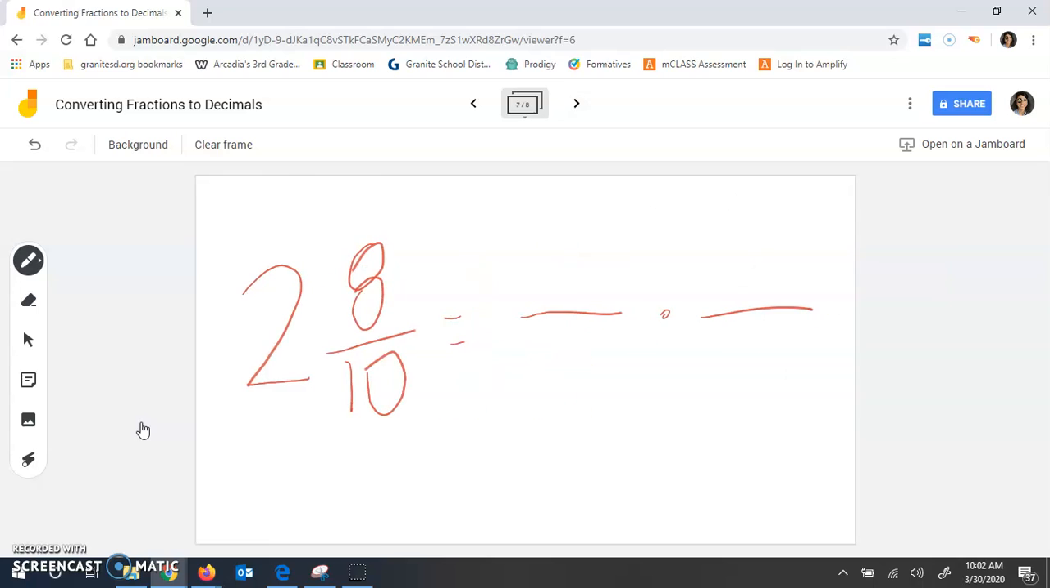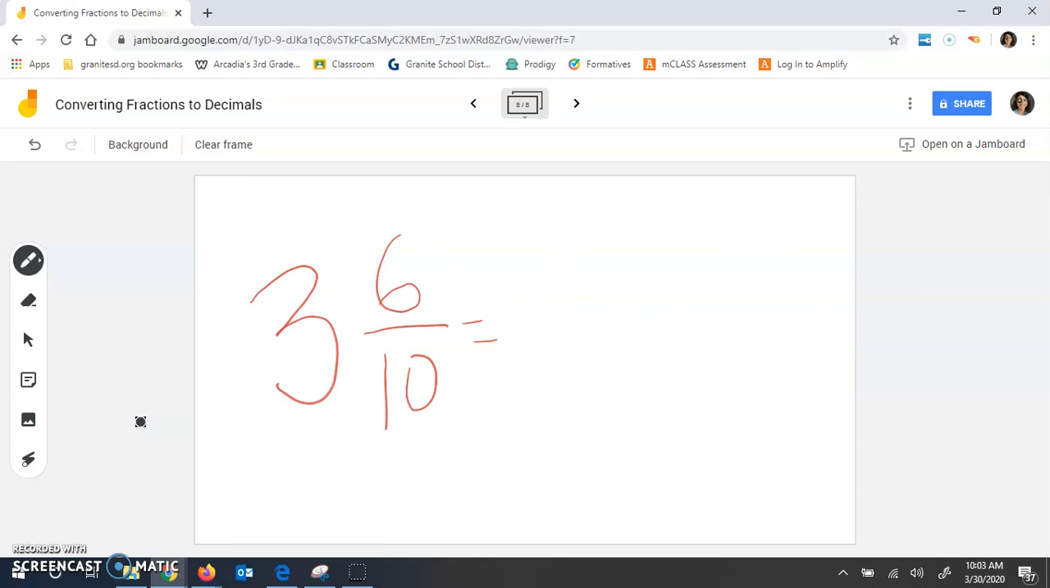And let's try another one. Let's say I have 2 and 8/10. This little decimal here tells you the "and." So you have 2 whole numbers and 8/10 left over. So 2 wholes plus 8/10, 2 and 8/10. And then our last one here, you have 3 and 6/10. Okay, 3 wholes and 6/10.